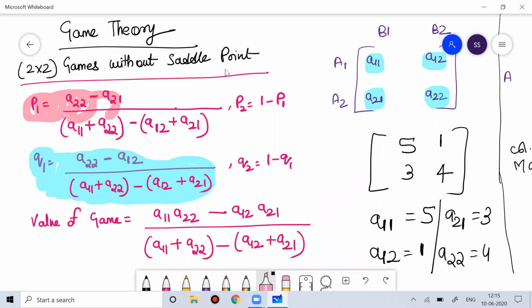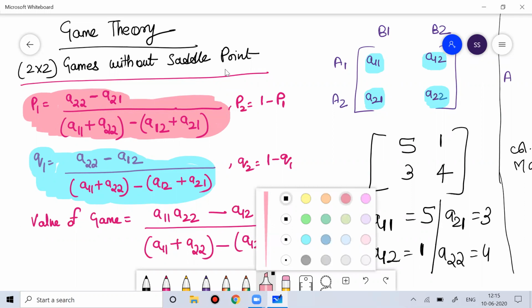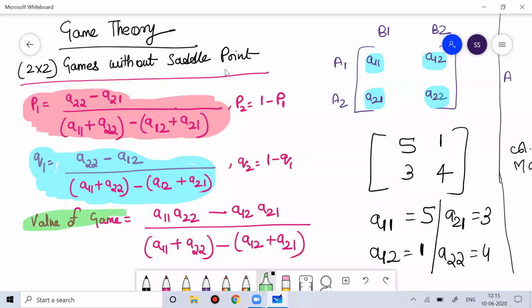So this is the formula for determining P1. You can see this. This is the formula of determining Q1. And once you get P1 and Q1, you can determine the value of game. So this is the formula for the value of game.